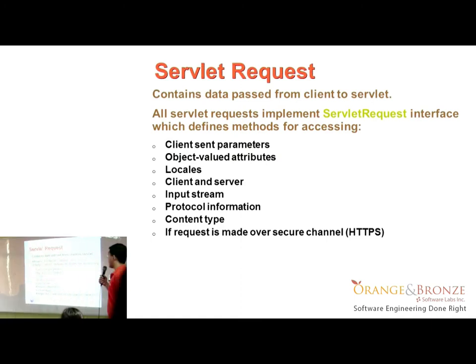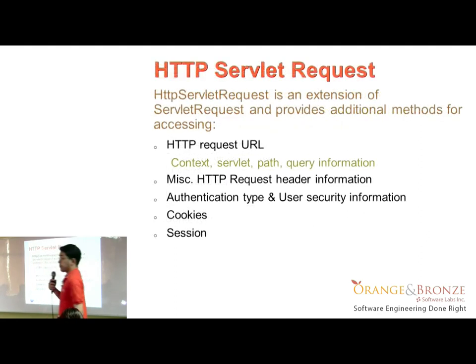The servlet request contains data passed from the client to the servlet. All requests will implement servlet request. So you can get all these things: client set parameters, object valued attributes, locales, client and server, input stream, protocol information, etc. Now, what each of those means is out of the scope of this discussion. But the important thing is you know that this is how you access those things if you ever find that you need them.